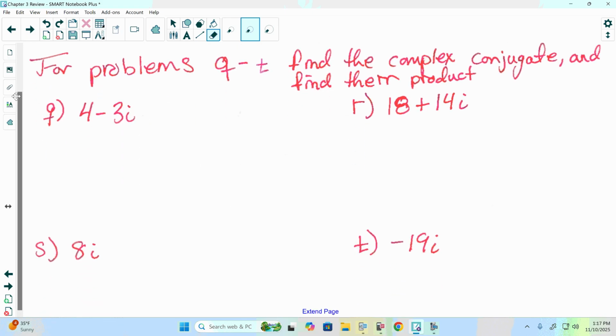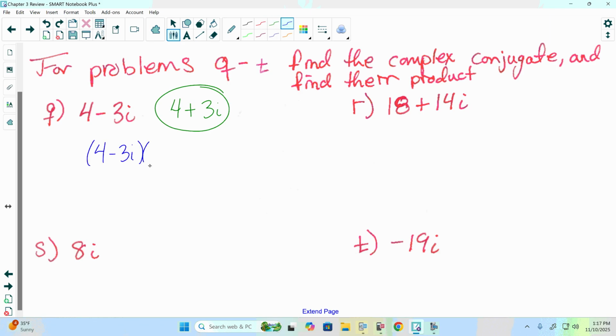Last part. Find the complex conjugate and their product. So complex conjugate, if we're given a plus bi, it's a minus bi. If we're given a minus bi, it's a plus bi. So if we look at the first one, 4 minus 3i, what would its complex conjugate be? 4 plus 3i. And there's half your answer. The other half, we have to multiply them together. So we have to do 4 minus 3i times 4 plus 3i.